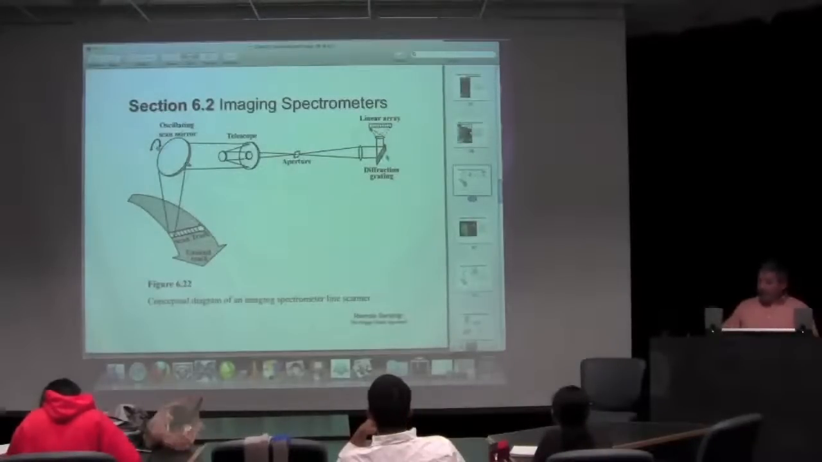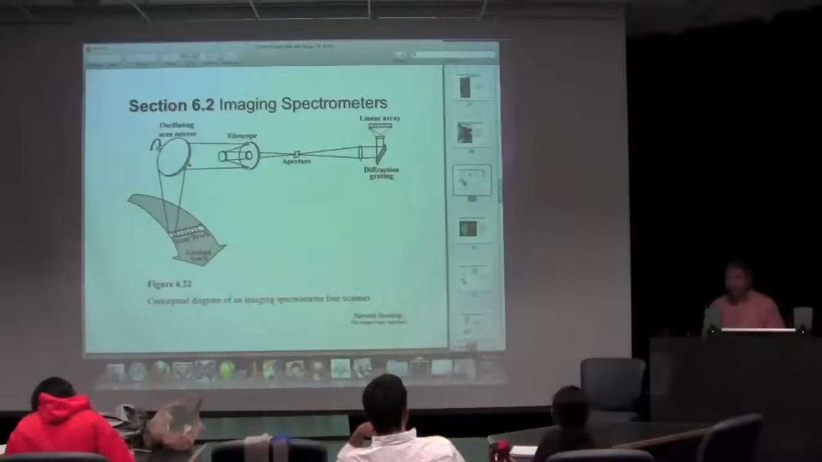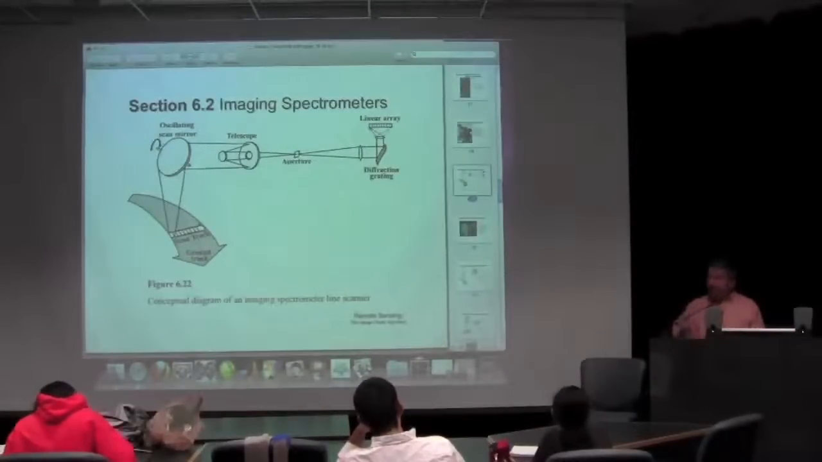So if I can come up with a means of breaking up my energy to go from 0.4 to 1 micron, and I put a silicon linear array at this point, now what I have is as many bands as I have detectors on that linear array. So it's very easy to put a 256 element or a 1,000 element linear array at that location, and now you have 256 or 1,000 bands that you can record simultaneously.